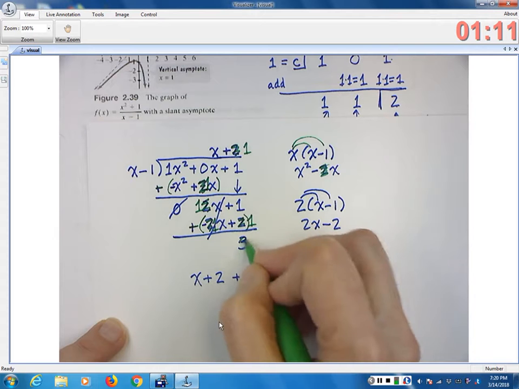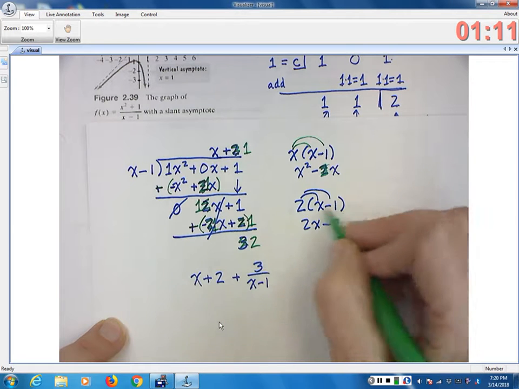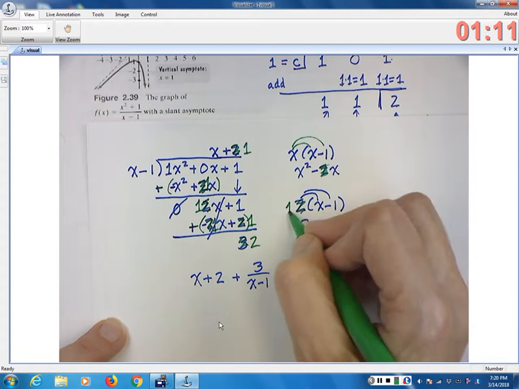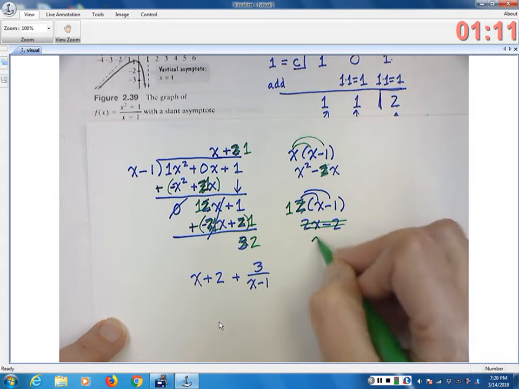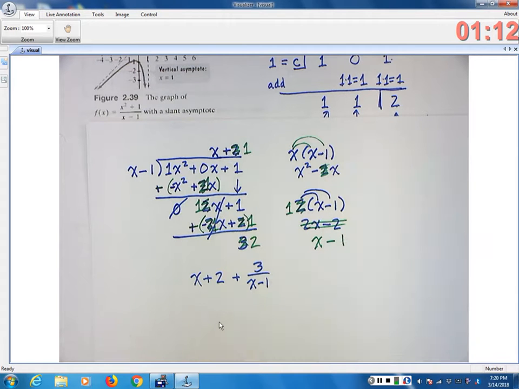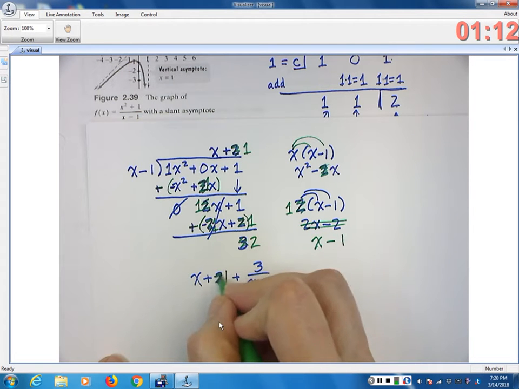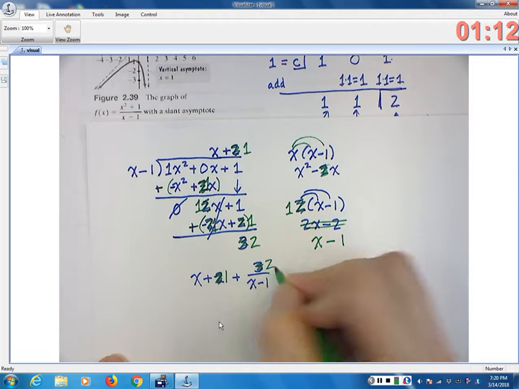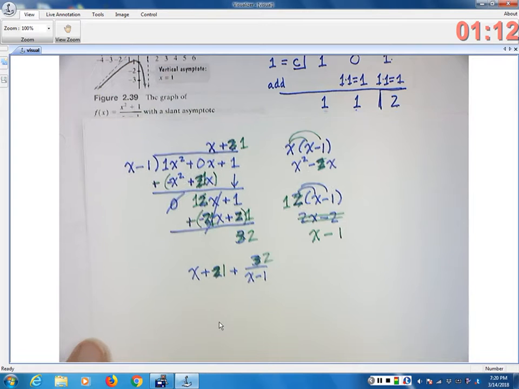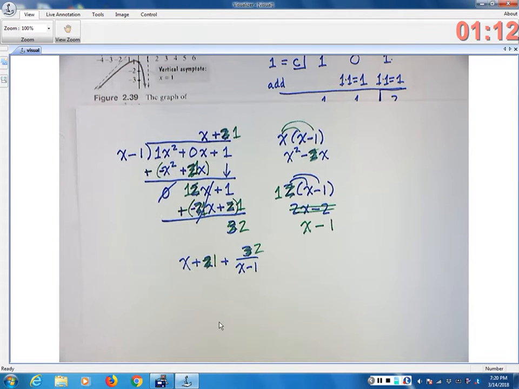and we got 2. We had to do 1 times x minus 1. Sorry. So we do get the same thing. So it's x plus 1, and this is 2. Okay, clear as mud, right?